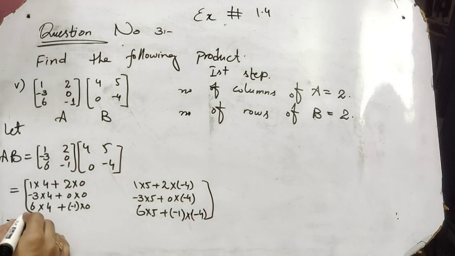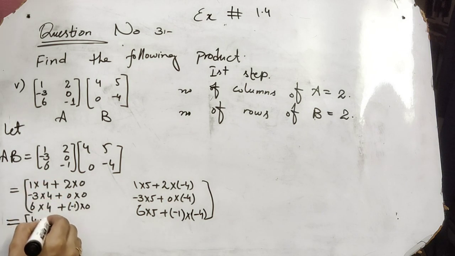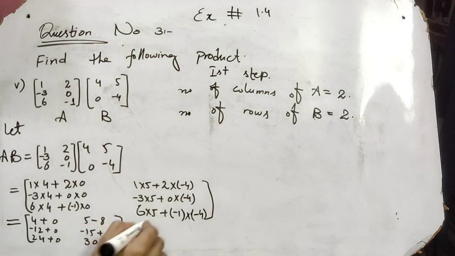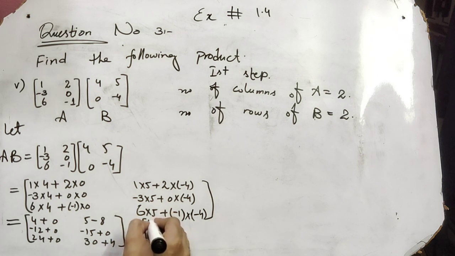So it will be equal to 4 ones are 4 plus 0, minus 12 plus 0, 24 plus 0; 5 minus 8, minus 15 plus 0, 30 plus 4, which is equal to 4, minus 3, minus 12, minus 15, 24 and 34. This is the answer.